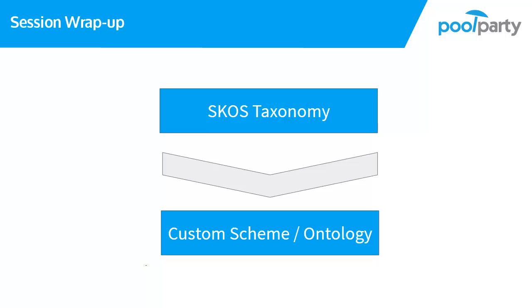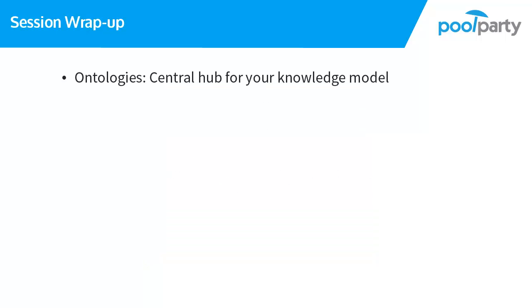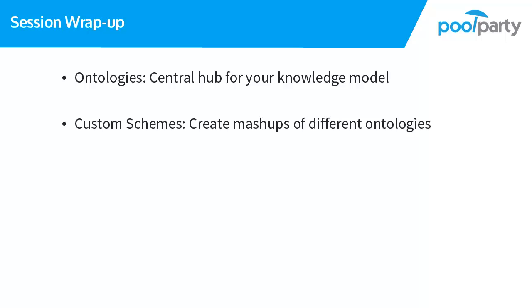Now you know how to extend and tailor suit your taxonomy. You know that in Pool Party we differentiate custom schemes and ontologies. Ontologies are your central hub for your knowledge model. Custom schemes allow you to make mashups out of different ontologies. And you know the workflow, how to enable custom schemes to your taxonomy. So you know that you have to classify your concepts according to the custom schemes you want to use.